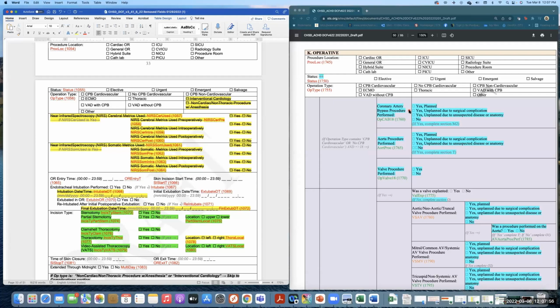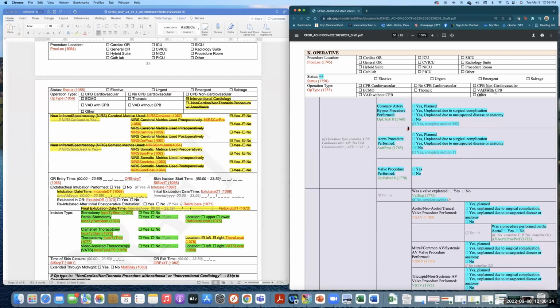It's a surgical complication. So they're in there doing something else, and they end up having to do a CABG because of a surgical complication. And then we have another category, yes, unplanned due to unsuspected disease or anatomy. So let's say they're in there doing a valve, and then for some reason they determine that there's some anatomy or even disease that they did not know pre-op, and now they have to perform a CABG too. So that would be your choice in that particular situation. And then, of course, we have a no.